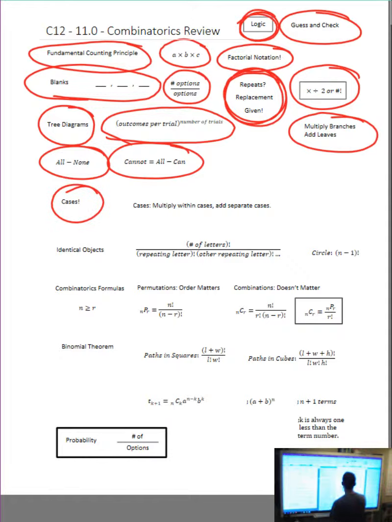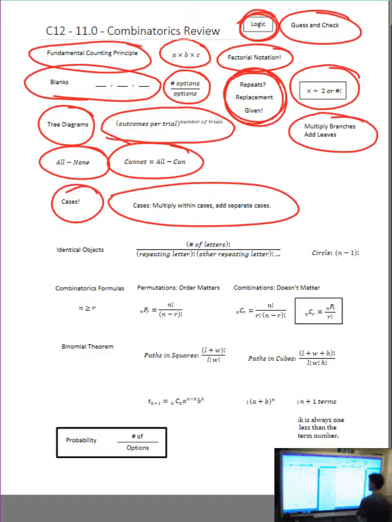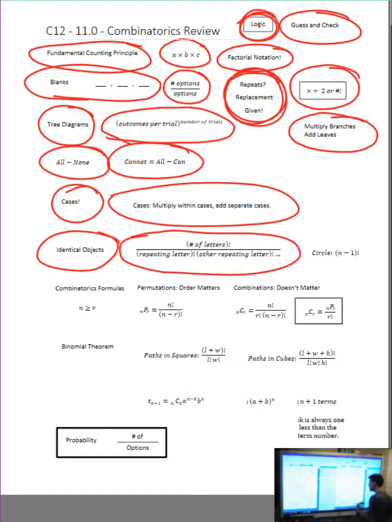Remember cases. We're going to multiply within cases and add separate cases. Be aware of the formula. When we have identical objects, we just take the total number of identical objects factorial on the top, over the number of repeating letters factorial, repeating letters factorial. There's an interesting formula with a circle, n minus 1 factorial. We'll get there at some point.